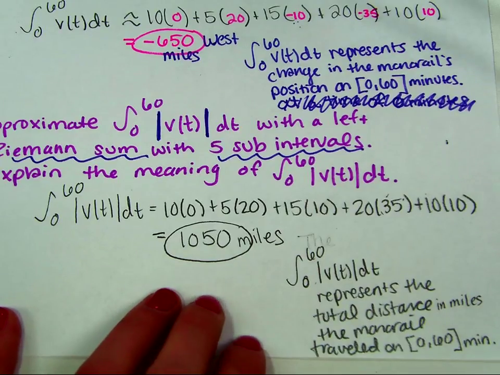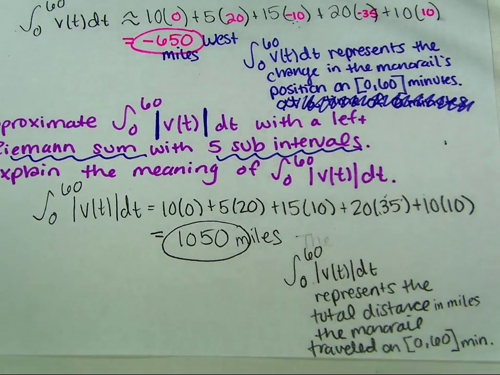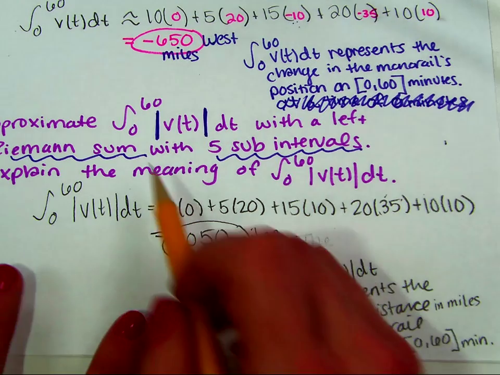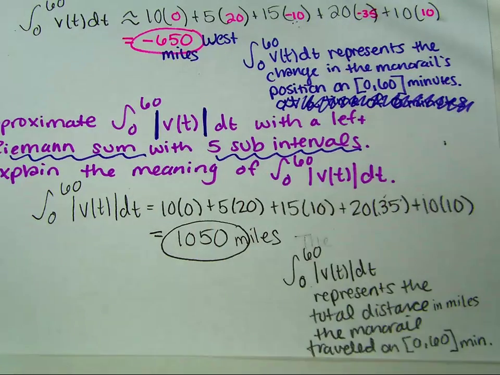This monorail is going back and forth. It's traveling east, west, going back and forth. In total, if you added it all up, it would have gone 1,050 miles. All right? So that's kind of the difference between when you have absolute values and when you don't. All right? Hope this helps.